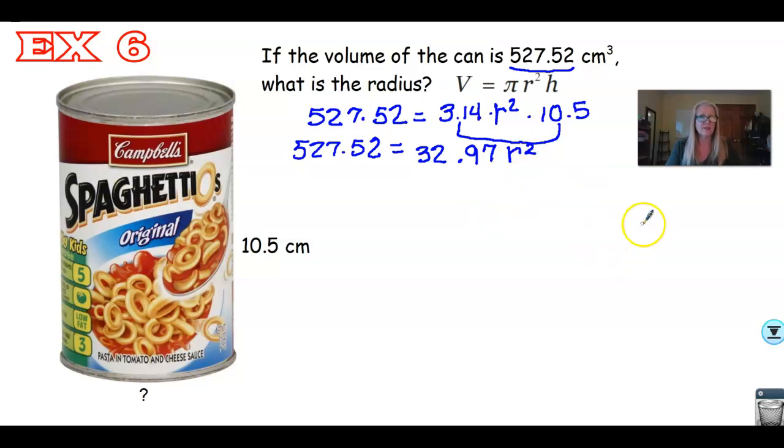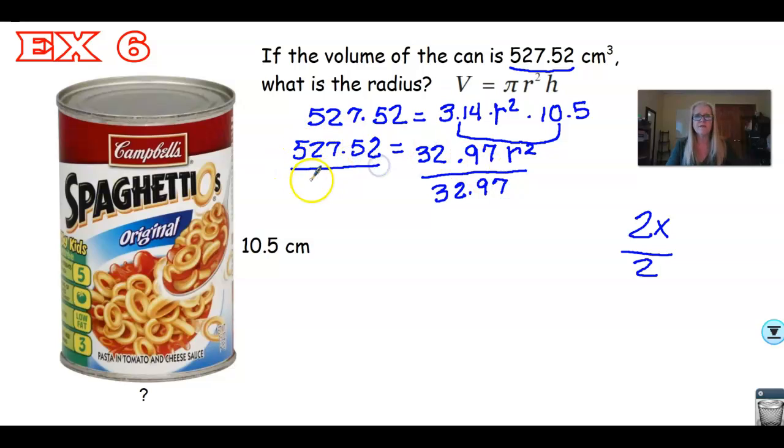Well, think of this as just any other, if you had 2x and I was trying to get x by itself, you would divide it by 2. This is a much more hideous version of that. To get r squared by itself, you're going to want to divide both sides by 32.97. Now, if you're panicking, don't. We probably wouldn't put something this difficult on your Edulastic assignment, but you better believe AIR would give you something like this. These two divide out.